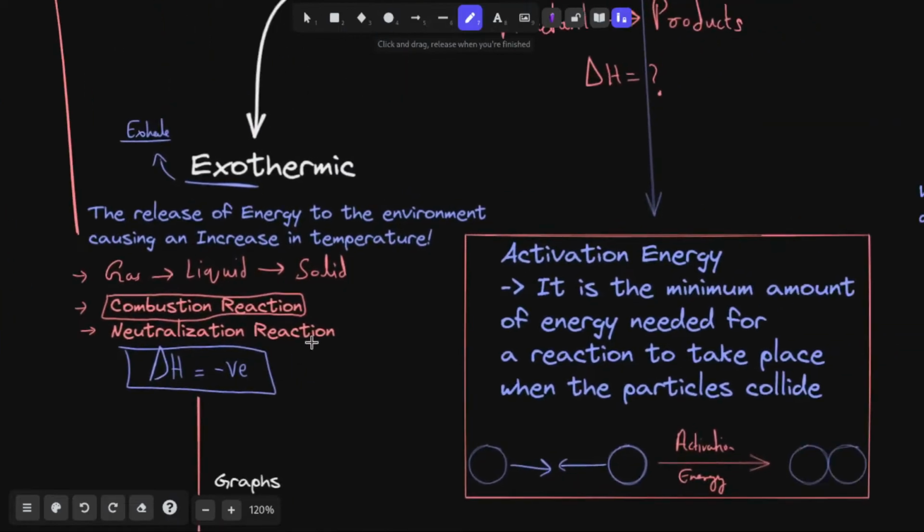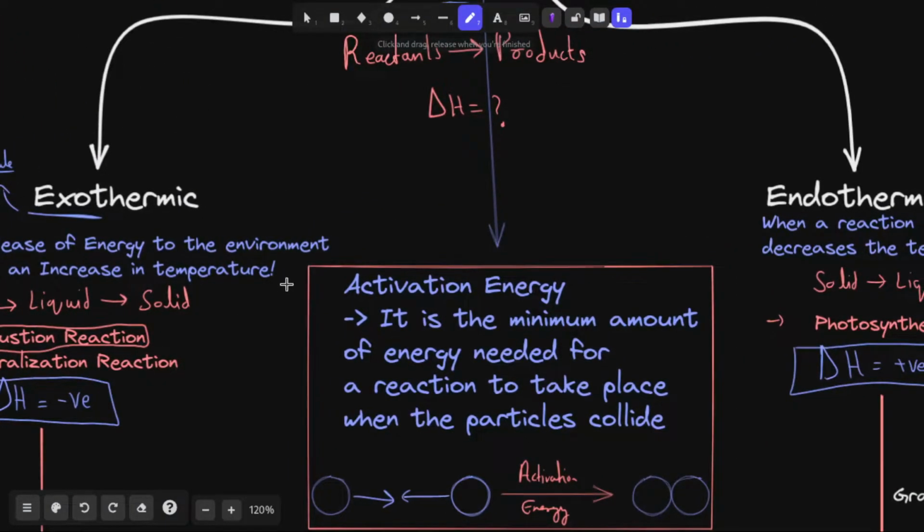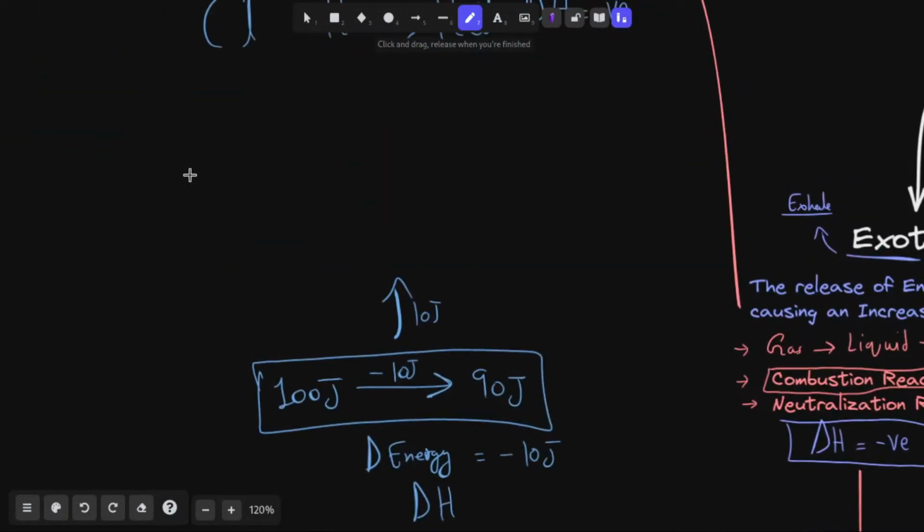But we need to understand something else as well, and that is activation energy. Now, whenever a reaction needs to occur, you will need to provide activation energy. This is basically the minimum amount of energy needed for a reaction to take place when the particles collide. So you could think of it like so, that when you release CH4, the cooking gas in your stove, to the environment, a reaction does not occur. It does not create a combustion reaction. It does not start to burn sporadically or instantly, right?